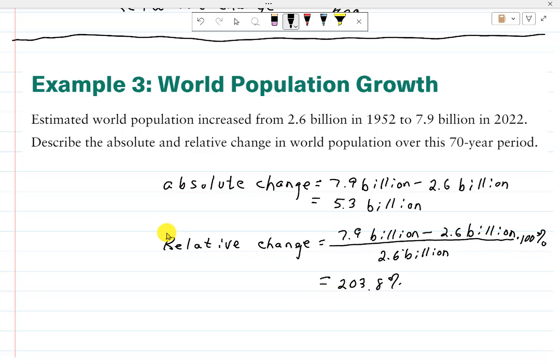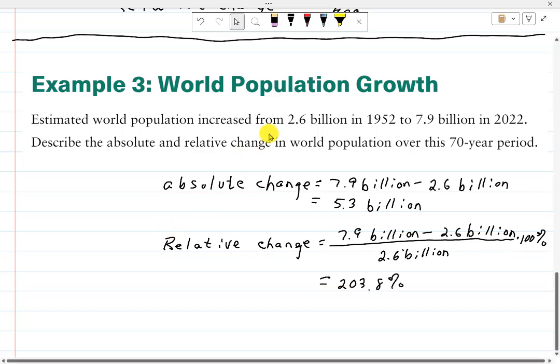So you see, it increased by more than double its own value. So if you take 2.6 and multiply it by 2, that's double its value, that'll be 5.2. Now if you take the 5.2 and add it to 2.6, you almost get to 7.9. That's why it's a little bit over 200%.